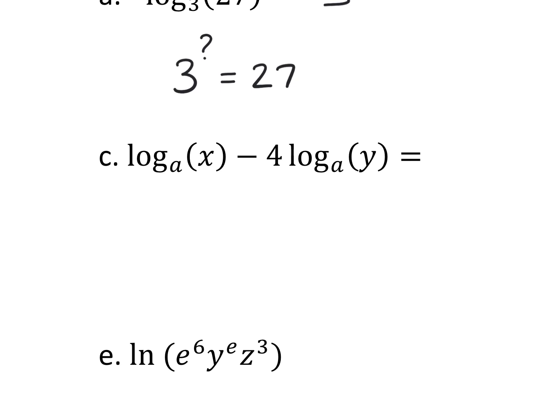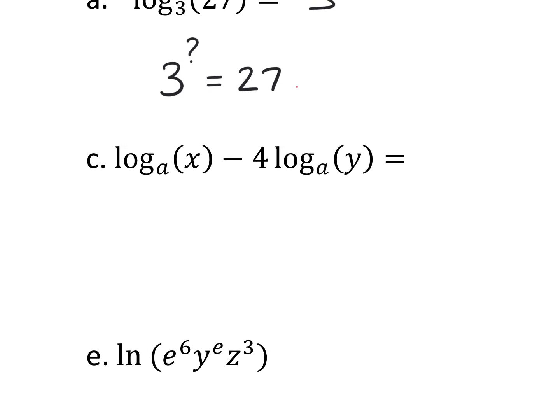Moving on to C here. We have a problem where we're going to just condense our logs. So I have the common log base of A. So this is going to become log base A of something. Well, x is positive, so that will go to the numerator. And y is negative. It also has a 4 that can become an exponent, so that is going to become y to the fourth in the denominator. And there we have our condensed log.